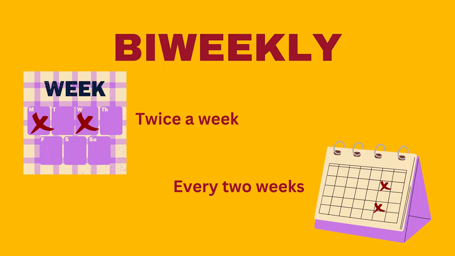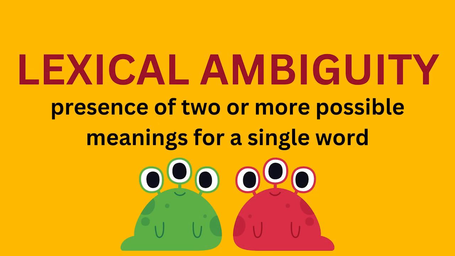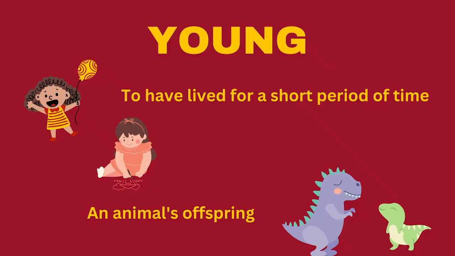So, there we have it. Biweekly has two meanings. One being twice a week, as seen in the presentation, that we can take a medication twice a week. Or biweekly can mean every 2 weeks, an example being our paychecks can be biweekly. This aspect of language is known as lexical ambiguity, which is the presence of two or more possible meanings for a single word. This occurs frequently.